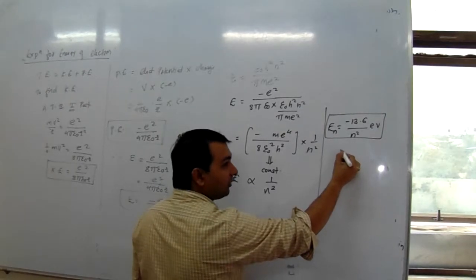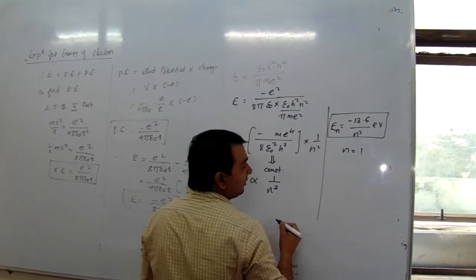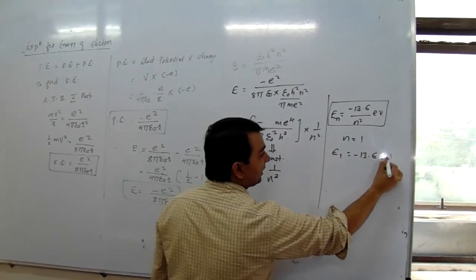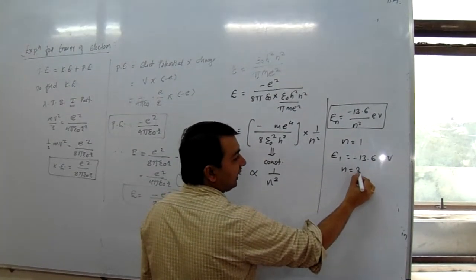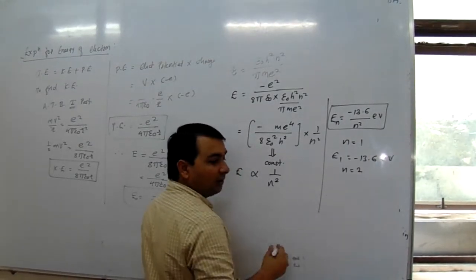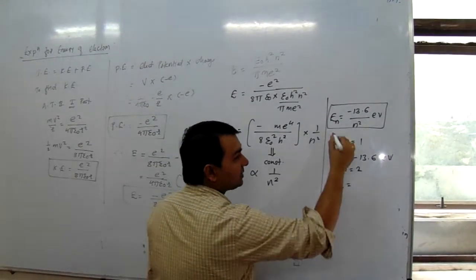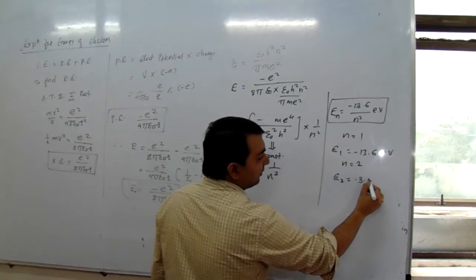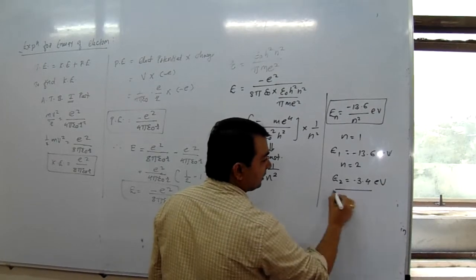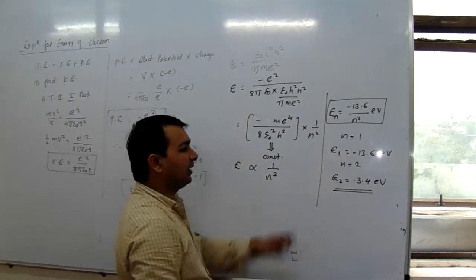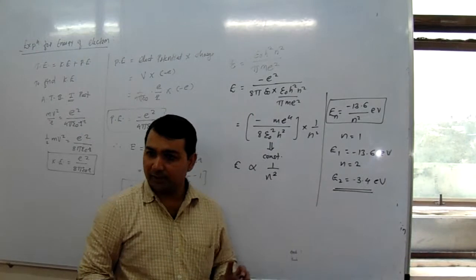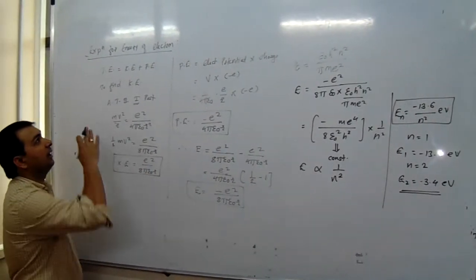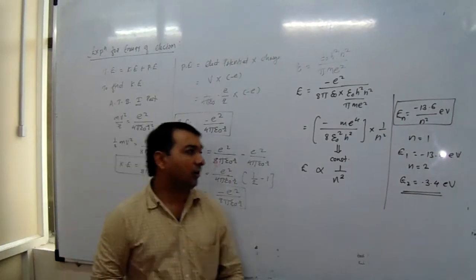So for the first orbit, n is equal to 1, and therefore the energy associated with the first orbit is minus 13.6 electron volt. For the second orbit n is equal to 2, so the square of 2 is 4, and that is minus 13.6 divided by 4, which is minus 3.4 electron volt. And so on, we can find the energy corresponding to all those orbits. So that's all, which is the expression for energy of the electron in the nth orbit.